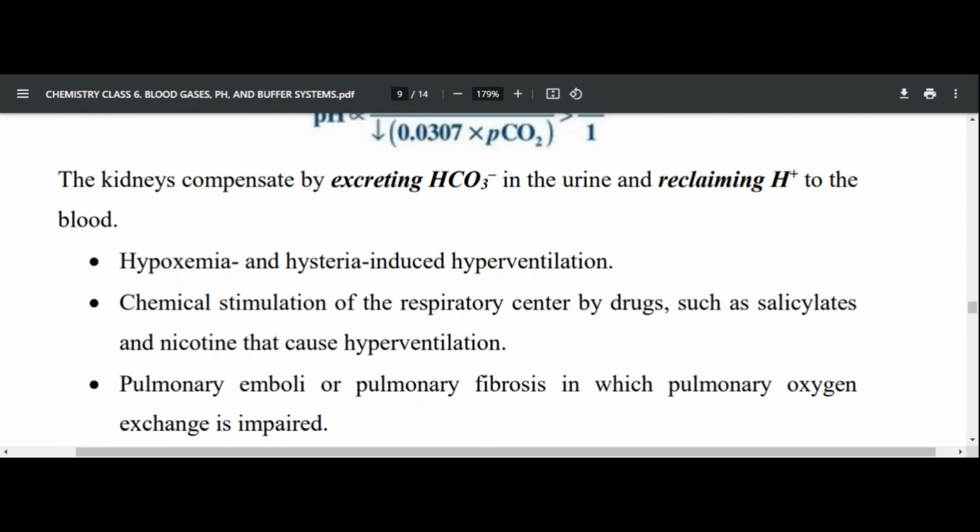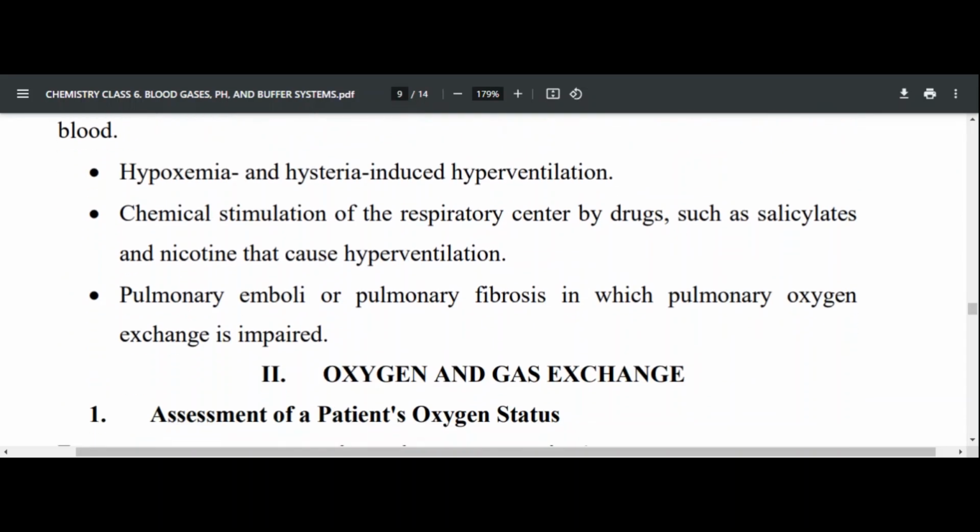So let's meet again maybe tomorrow in order to look at oxygen and gas exchange, and also assessment, lab diagnosis, or testing for pH, bicarbonate, carbon dioxide, hydrogen ion, and even saturation, partial pressure of CO2 and oxygen. All of these things we will look at tomorrow. So it is very important.